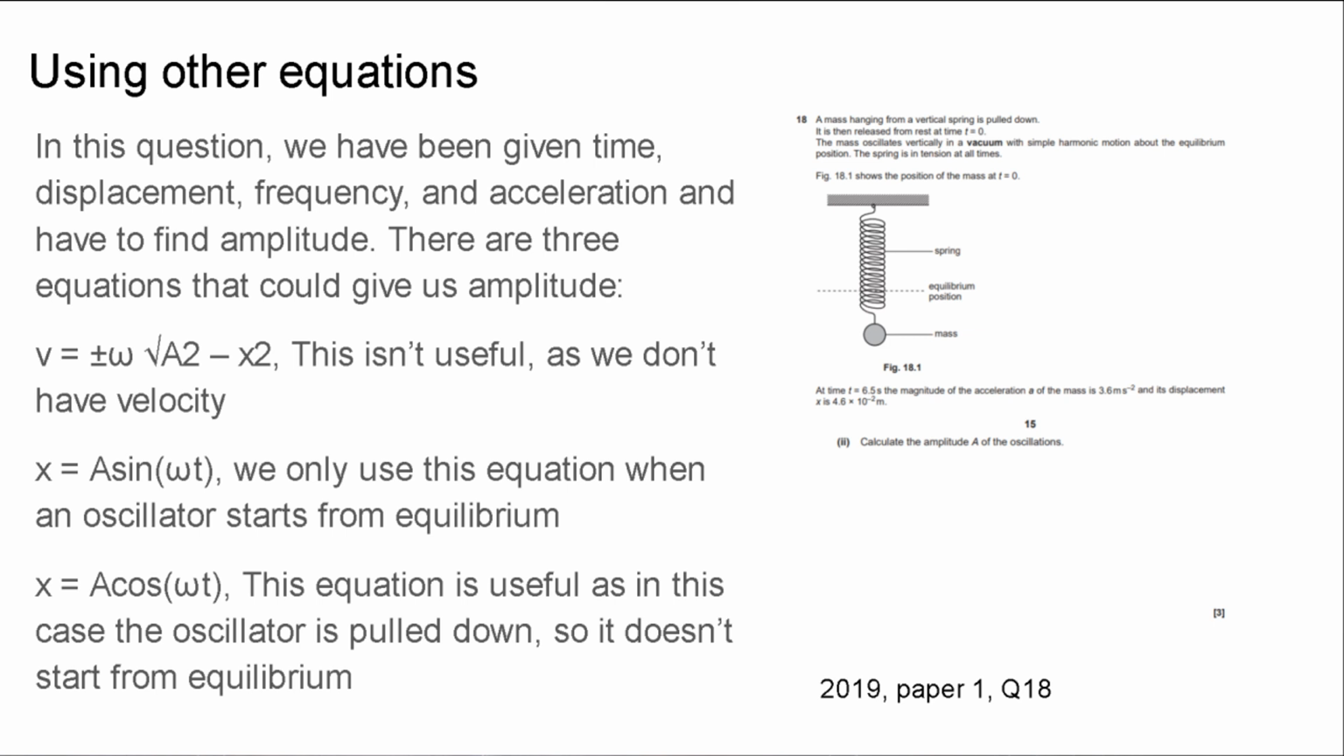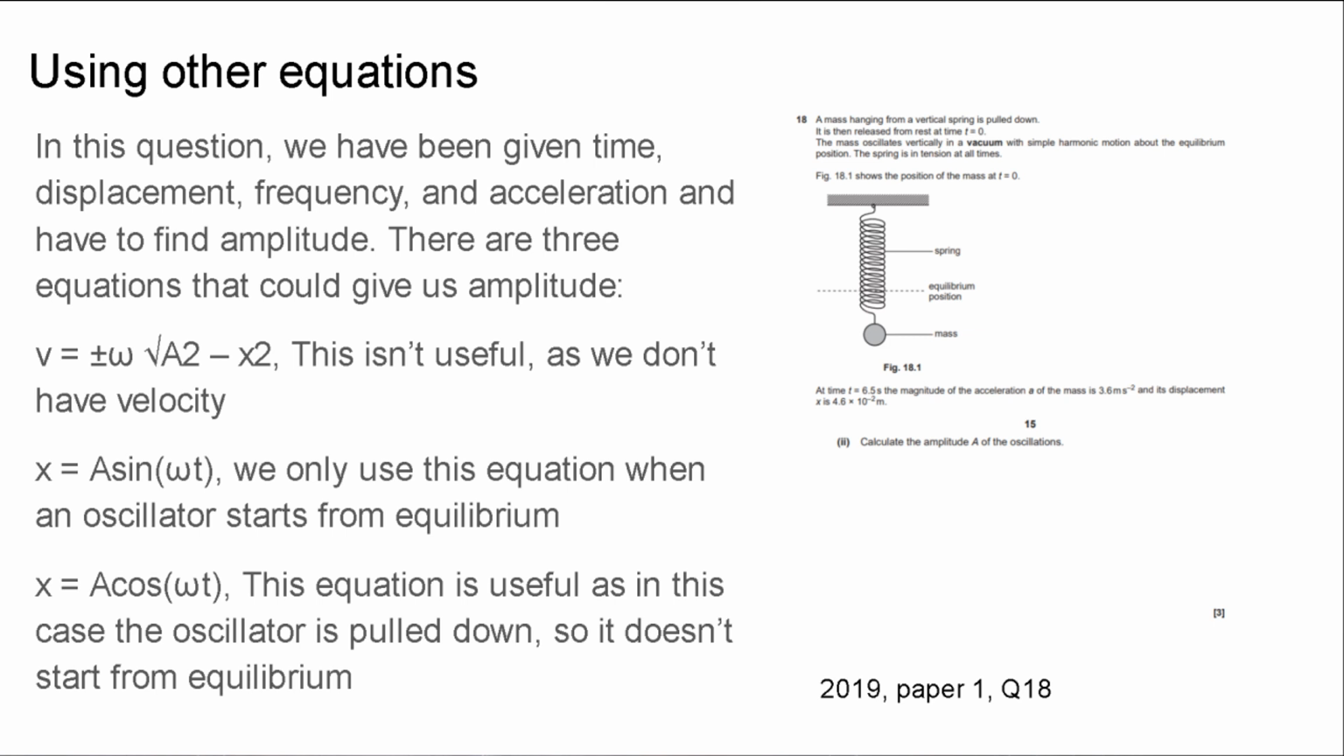Now we are given the same situation, but are instead asked to calculate the amplitude of the oscillations. This would lead us to use a different equation. There are 3 different equations of simple harmonic motion that include amplitude. Of the 3, only one is going to be useful to us.